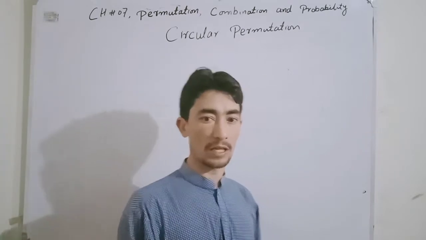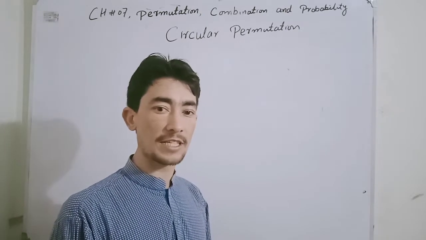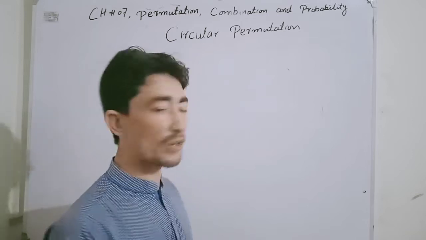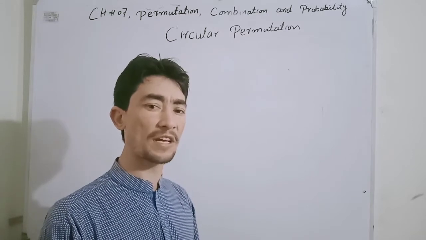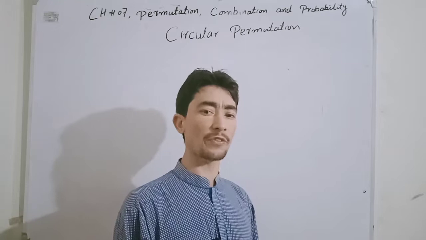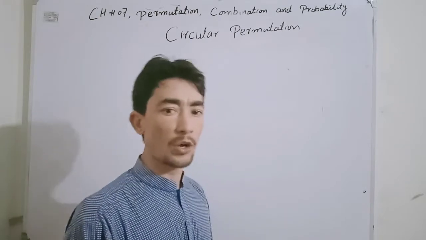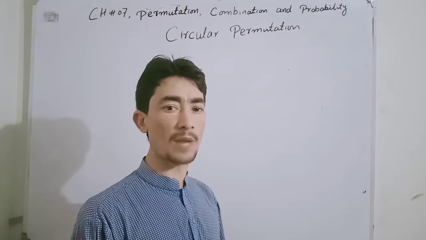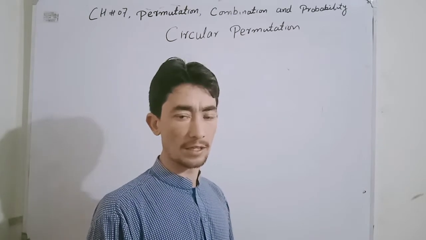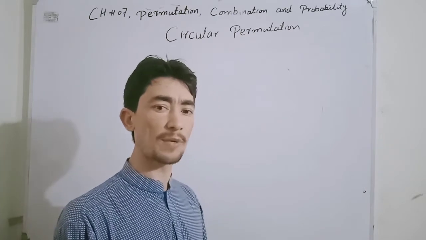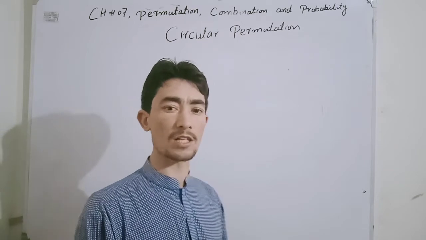This is Bismil. Our discussion is going on the topic of permutation. Students, so far we have been studying the permutation of things which can be represented by the points on a straight line. We shall now study the permutation of things which can be represented by the points on a circle. The permutation of things which can be represented by the points on a circle is called circular permutation.